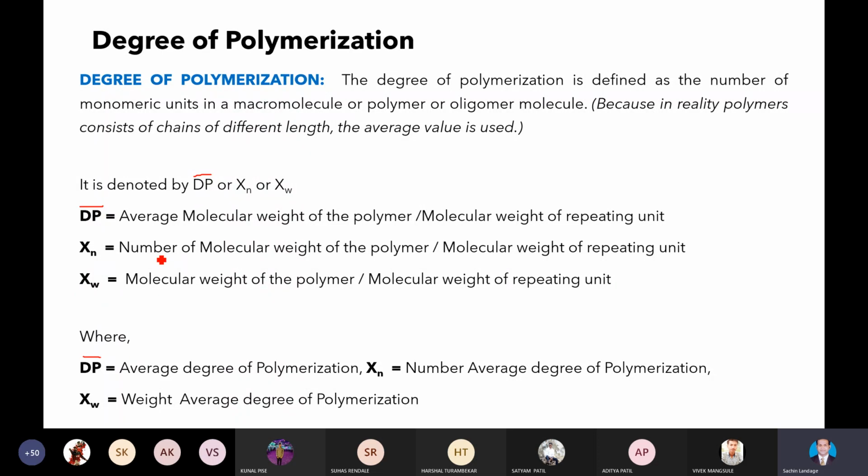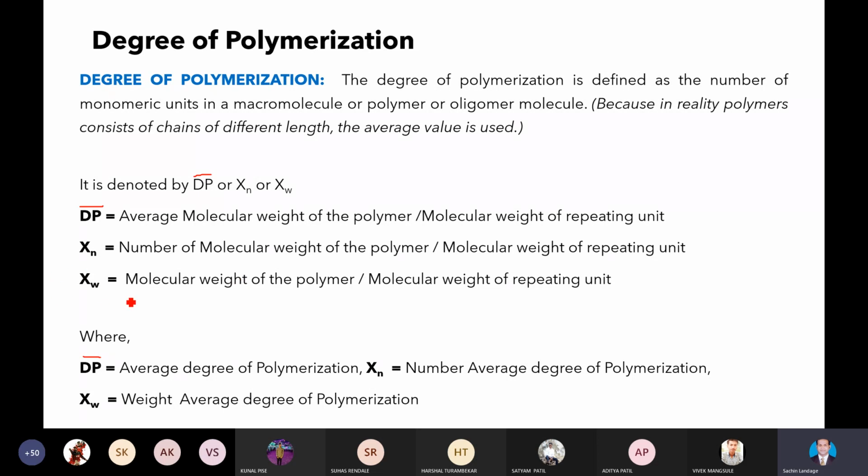Here, with the number, see, the number average molecular weight of the polymer. For example, if you take 1000 into the molecular weight, whatever it is, say 10, so 10,000, divided by the molecular weight of this repeating unit. Suppose for example the repeating unit molecular weight is 100. So 10,000 divided by 100, whatever you are going to get, that will be our Xn bar.